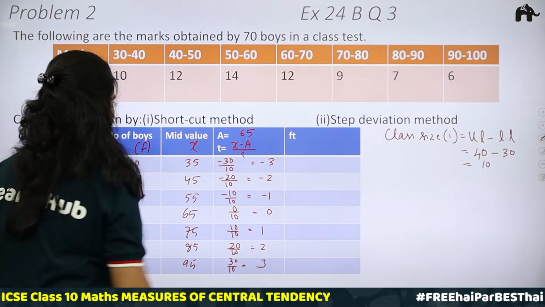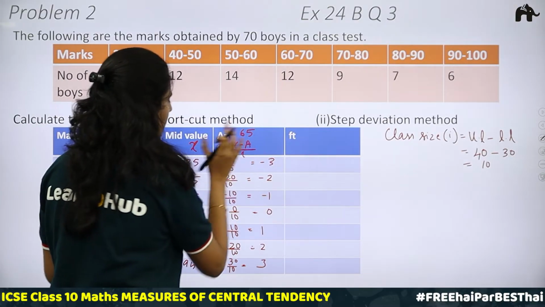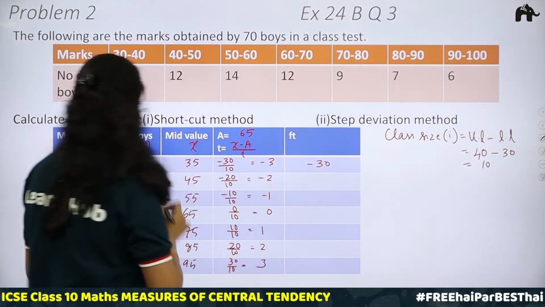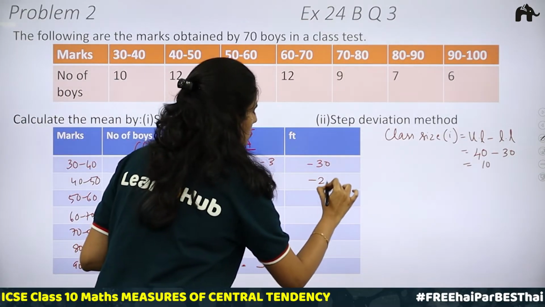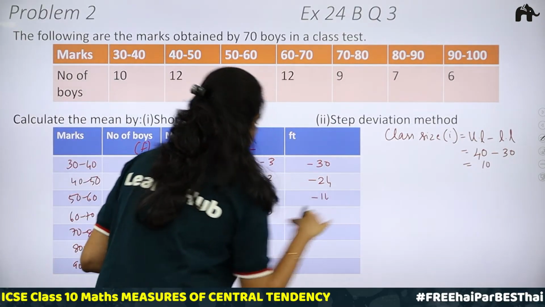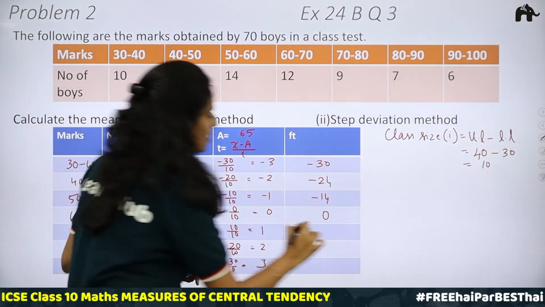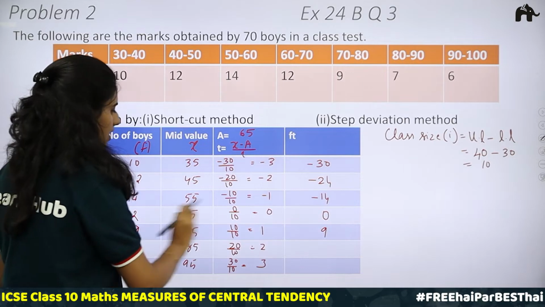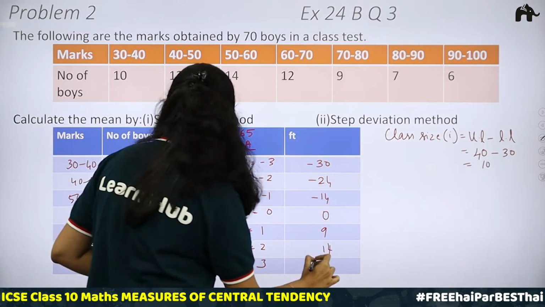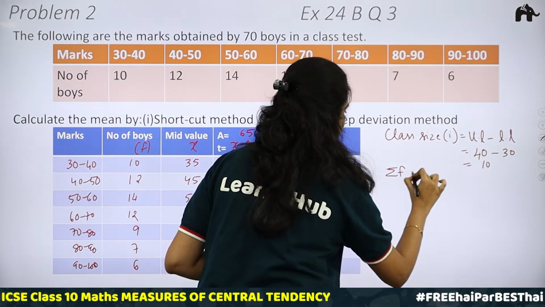Okay. Next FT, just multiplying the frequency and the T value that we have obtained. 10 into minus 3 is minus 30. 12 into minus 2, minus 24. 14 into minus 1, minus 14. Then 12 into 0, 0. 9 into 1, 9. 7 into 2, 14. 6 into 3, 18.